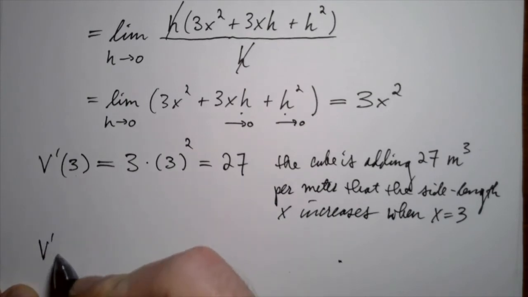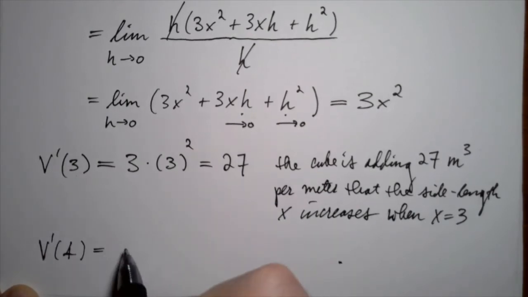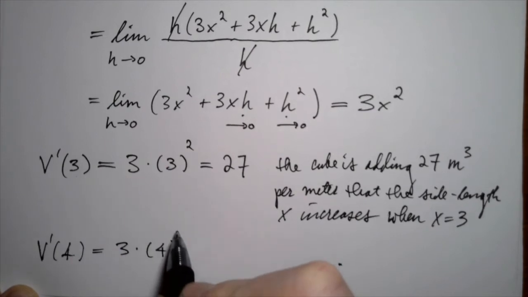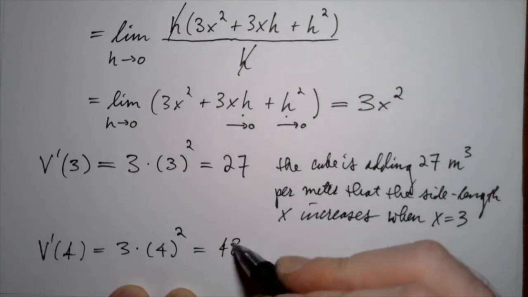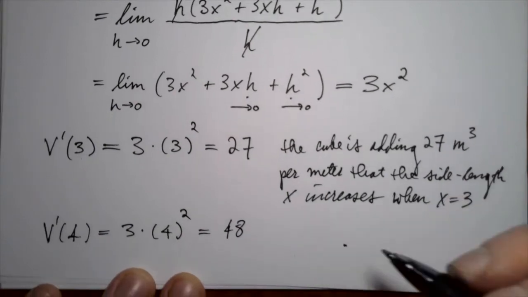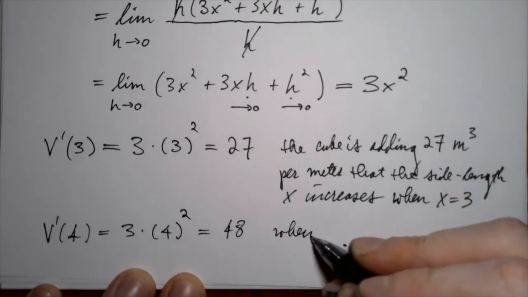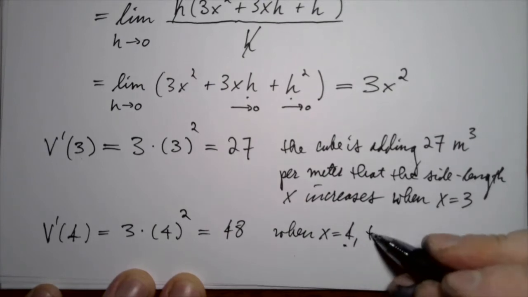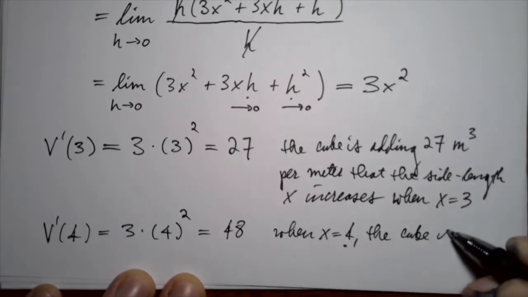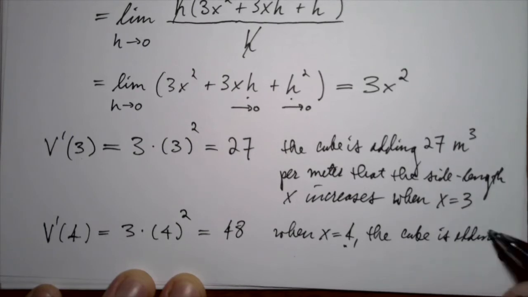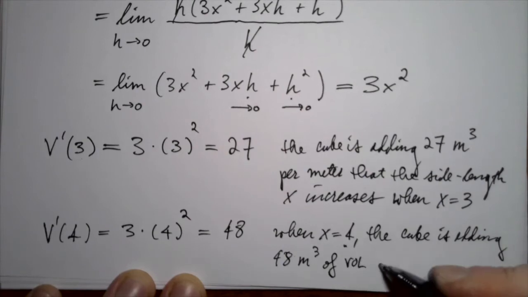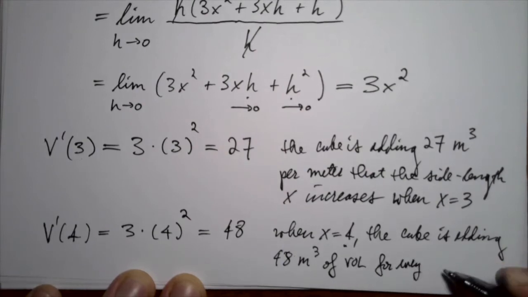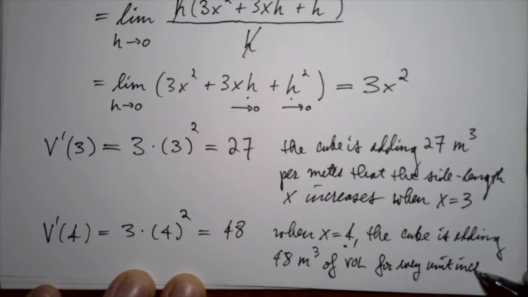For example, suppose that we had chosen 4 instead of 3. Then, plugging 4 into the derivative, we're going to get a different number. We're getting 4 squared, which is 16, times 3. Well, that's 48. So it's a larger rate of expansion. When the side length x is 4, the cube is adding more volume. The cube is adding 48 meters cubed of volume for every unit increase in x.